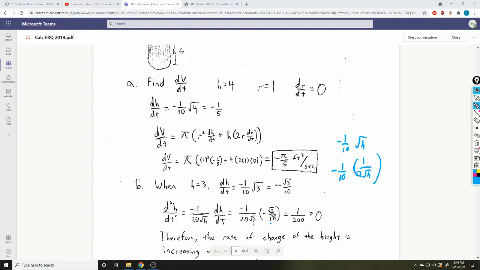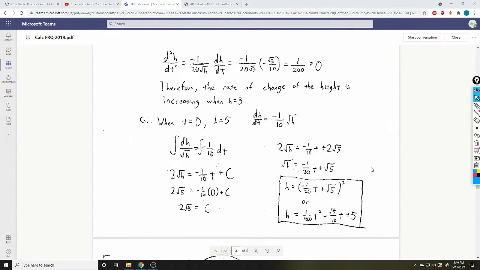Luckily, these two things are going to cancel. The square root of 3's are going to cancel. Negative times a negative is a positive. So our second derivative is positive. That means our rate of change is increasing since the second derivative is positive. And then here comes your separation of variables. Here's me separating out the variables. Antiderivatives plus c. I went ahead and solved for c right here, and then went from there to solve for h.